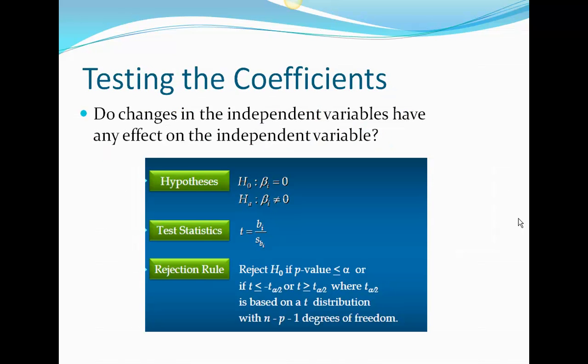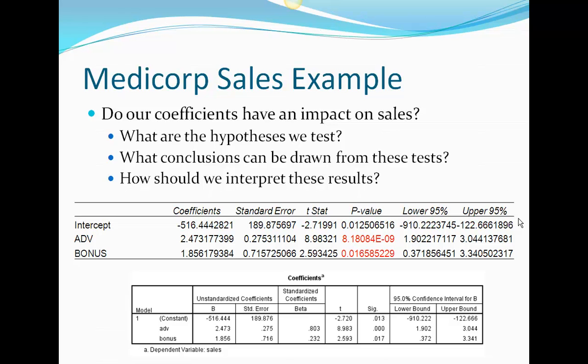Okay, so testing the coefficients, our default hypothesis is we want to know, does this independent variable add value to our regression? In other words, is the beta coefficient equal to 0 or is it not? This hypothesis is tested by default by both SPSS and Excel, and we can find the p-values in the p-value section of your Excel printouts, and then in the significance section of your coefficients printouts from SPSS. So do your coefficients have an impact on sales?